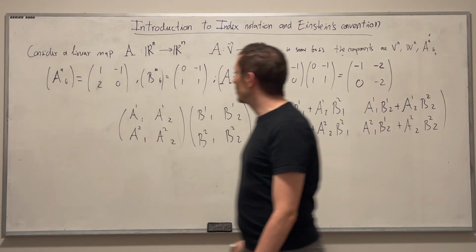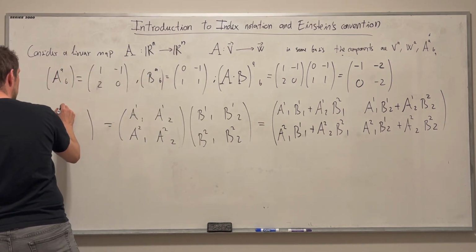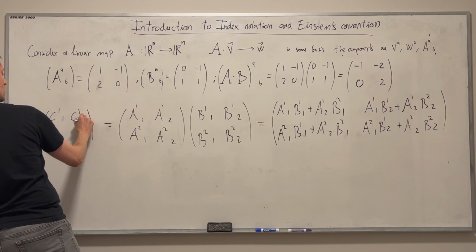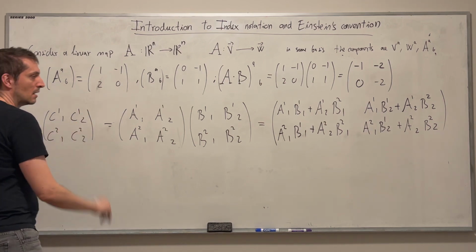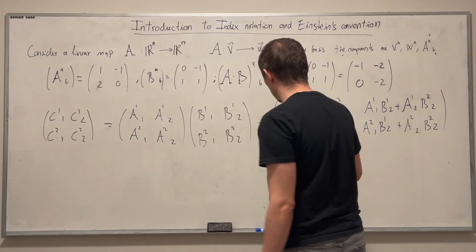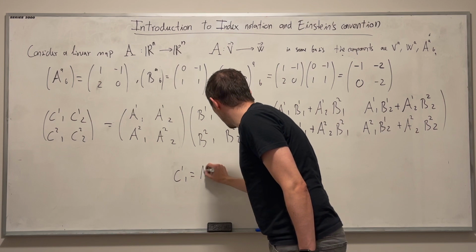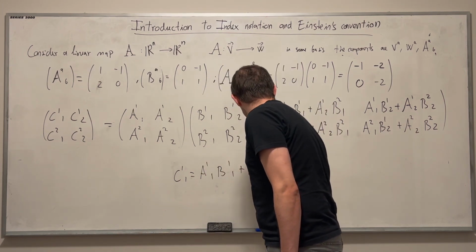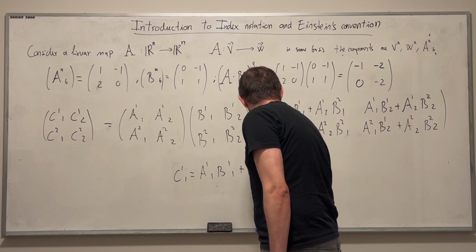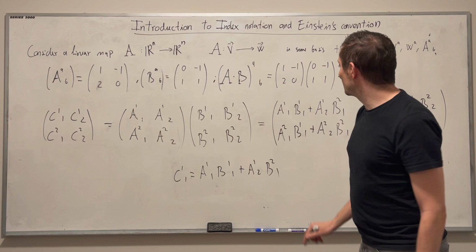Aha! So if I call this matrix, say C, C11, C12, C21, C22, then I get that, for example, C11 is equal to A11, it's copying from here, B11 plus A12, B21. Awesome. Let me point you to something interesting.